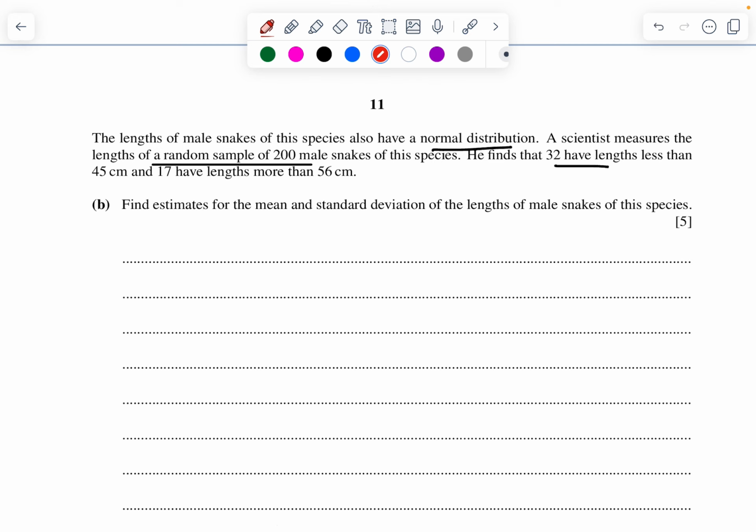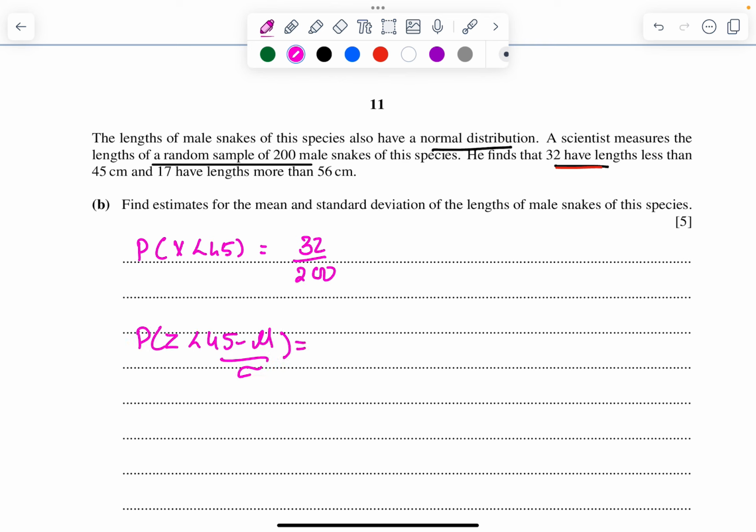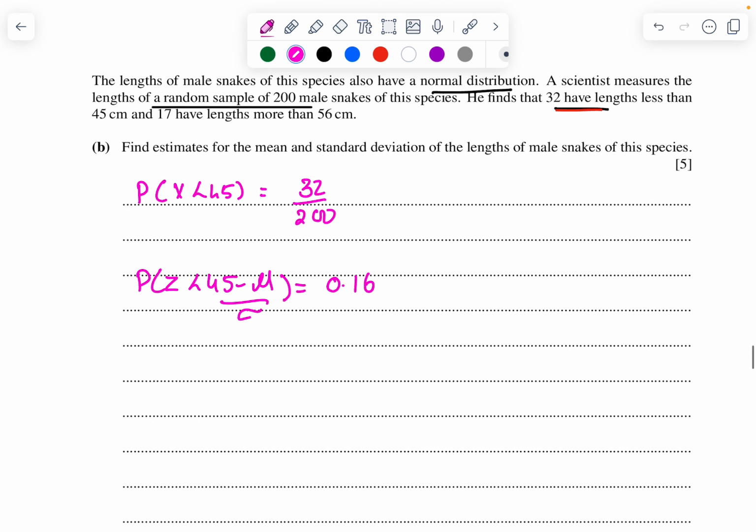The length of male snakes is normal distribution. In a random sample of 200 male snakes, 32 have less than 45. So probability of x less than 45 equals 32 upon 200. So probability of z less than (45 minus mu) by sigma equals nothing but what? 0.16. Now 0.16 is not there in the table. So what should I be doing? Probability of z less than (mu minus 45) by sigma equals 0.84. 0.84 from the table should be equal to 0.994.